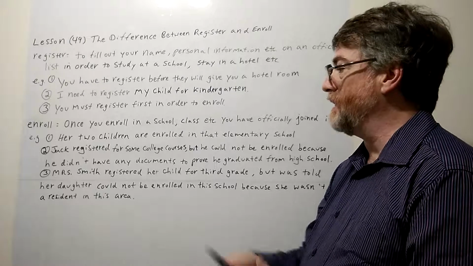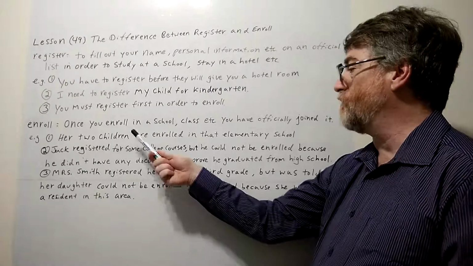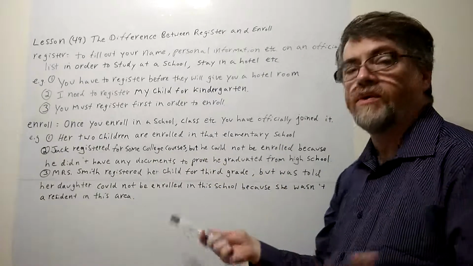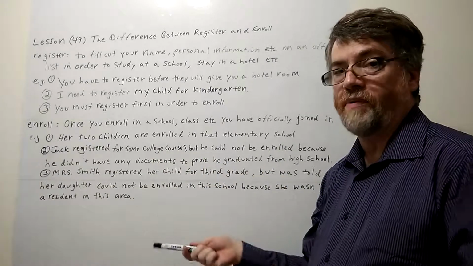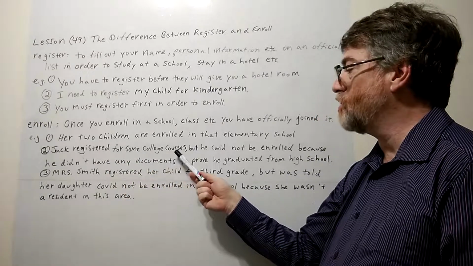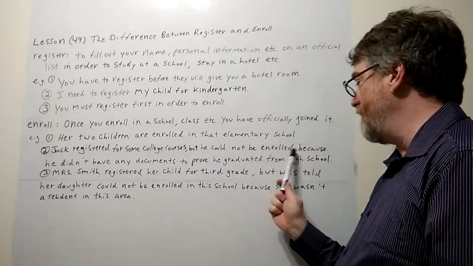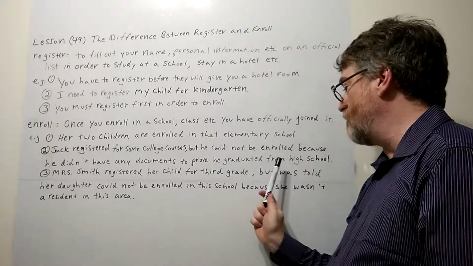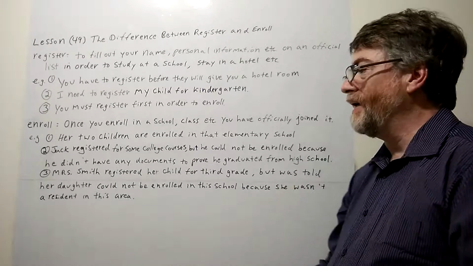So let's take a look at some examples. With the first one, there's not. Your two children are enrolled in that elementary school. So there was no problem here. Let's look at the second one. Jack registered for some college courses, but he could not be enrolled because he didn't have any documents to prove he graduated from high school.